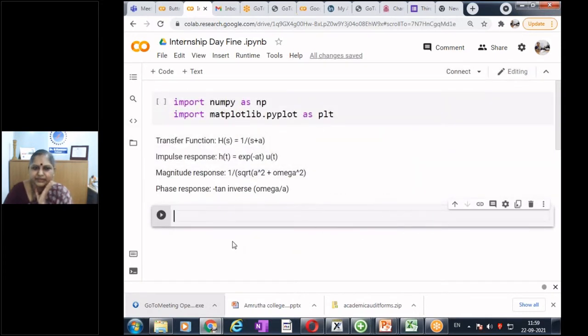Have you all written this? Could you open the Python notebook? Import numpy as np, import matplotlib. I have typed this in the theory part as a text part, instead of putting a code block. In the text, the transfer function H(s) is 1 by s plus a. Impulse response we know is h(t) is e power minus at u(t). Magnitude response is 1 by square root of a square plus omega square. And the phase response is tan inverse omega by a. Have you done this? If you have done it, then we'll start coding.